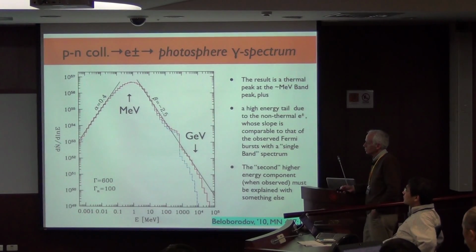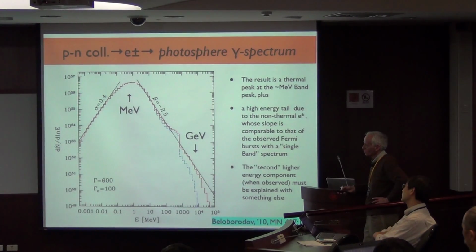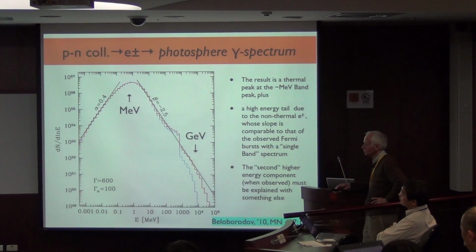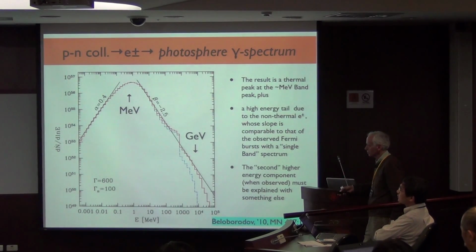And if you calculate the escaping spectrum from the photosphere, these are Monte Carlo calculations, you get a nice spectrum which has a pretty decent low energy slope and a pretty decent high energy slope. This is where you transition from the thermal electrons to the non-thermal electrons, and you get up to the GeV range, and you can get something that looks like a single broken power law extending to the GeV range. 2010.